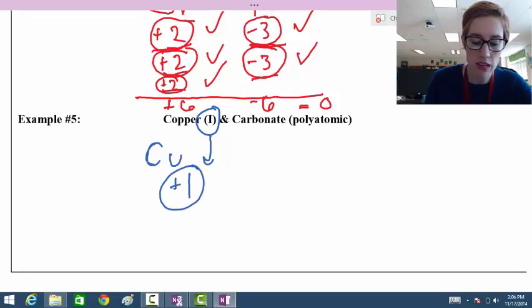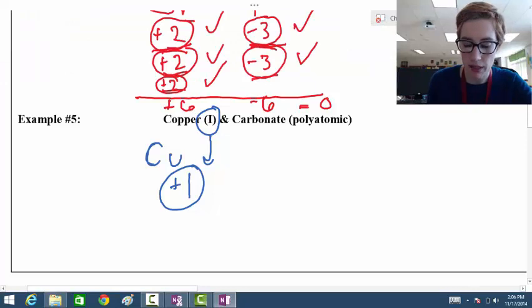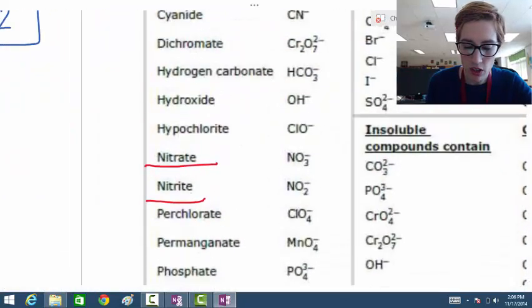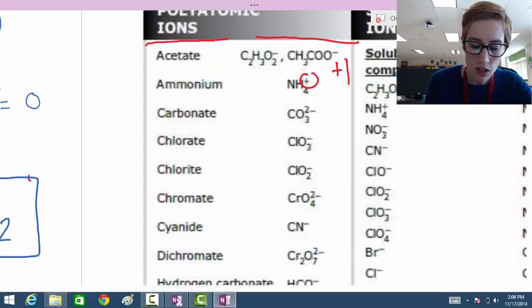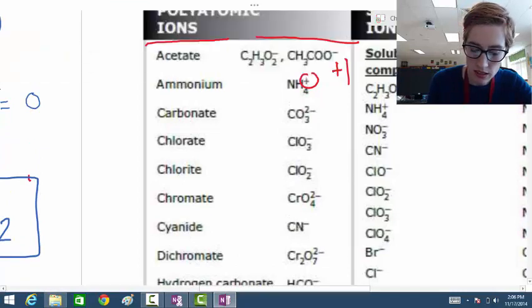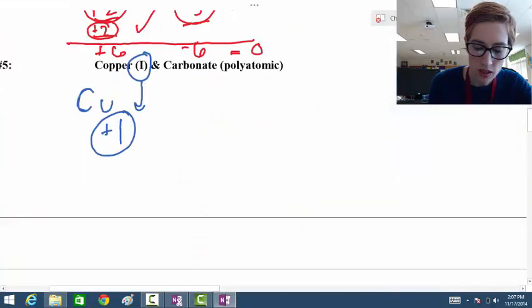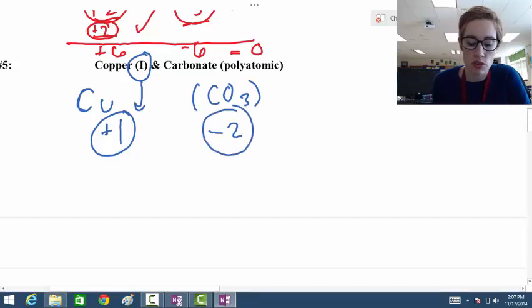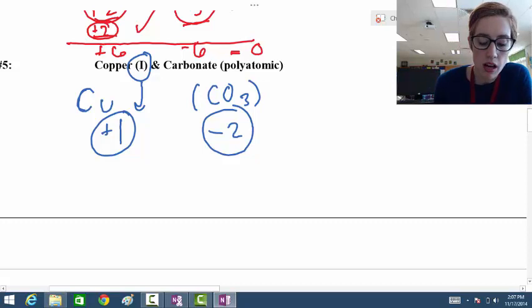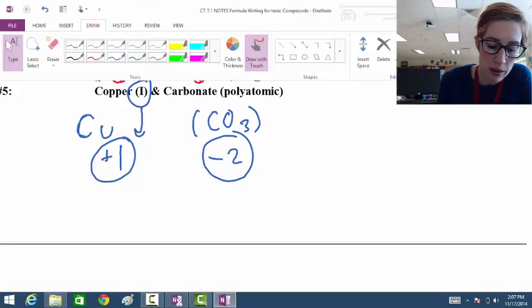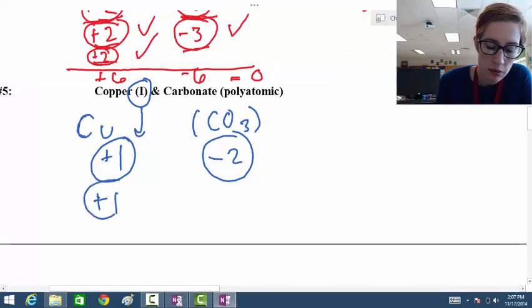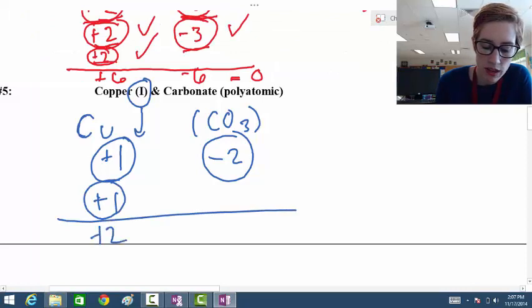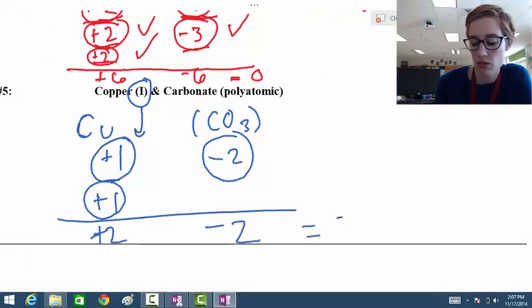Carbonate, we have to look on the periodic table of the polyatomics. So if I look here, we've got to find carbonate. Here we go. Carbonate is CO3 with a -2 charge. So how many carbonates and how many coppers do I need to make a neutral compound? Well, carbonate's -2, copper's +1. So if I add another copper, I will get +2 and -2, which equals neutral.